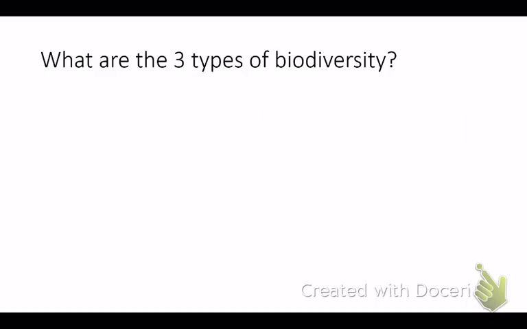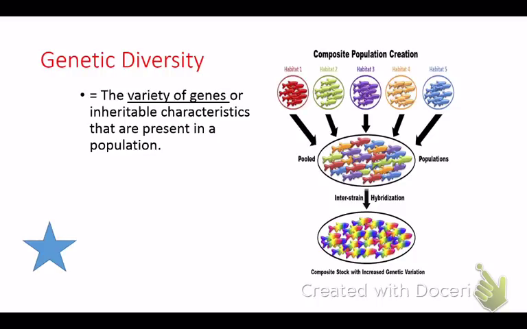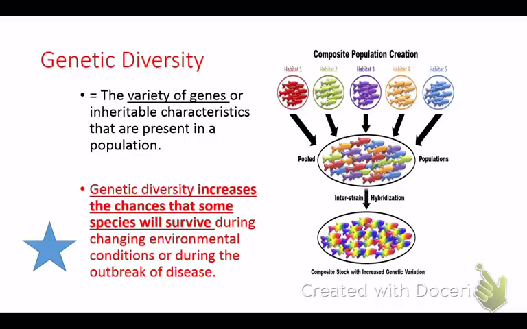Now there are 3 types of biodiversity, so you want to write this question down, and then on the next 3 slides, make sure you write down the red and underlined stuff for the 3 types of biodiversity. So the first type of biodiversity is genetic diversity. You want to make sure that you know what genetic diversity is. Genetic diversity is just the variety of genes in a population. Simple enough. Genetic diversity increases the chance that some species will survive.